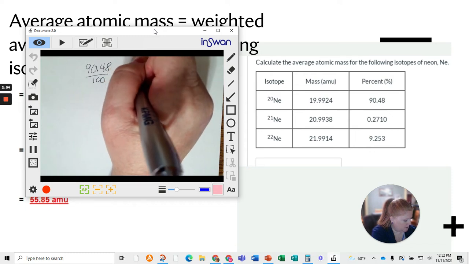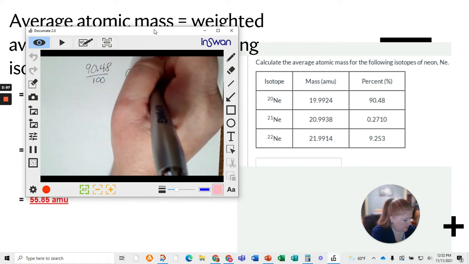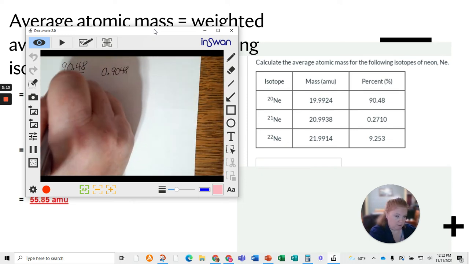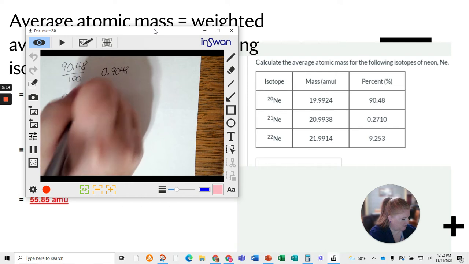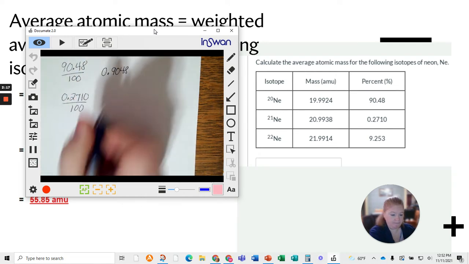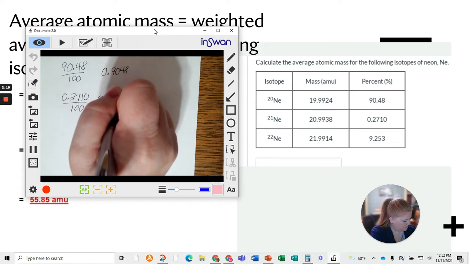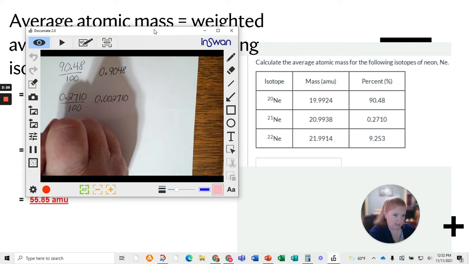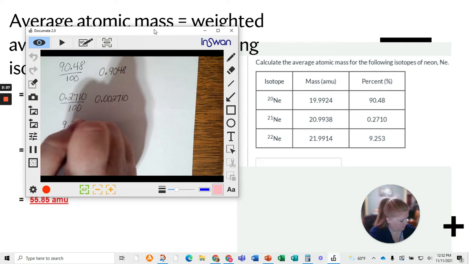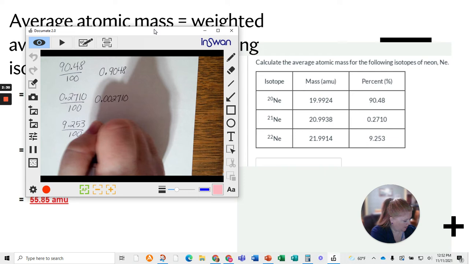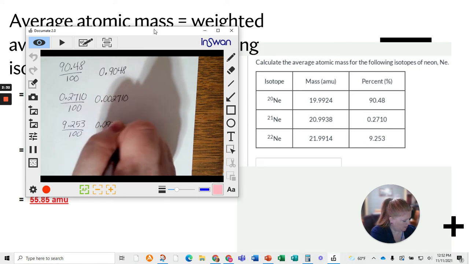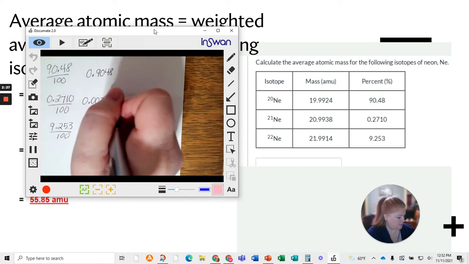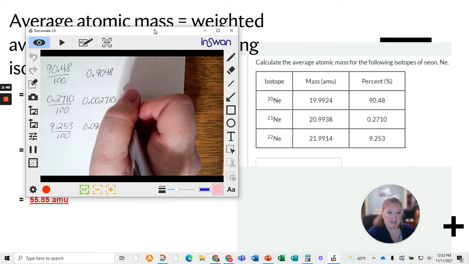So that's going to give me 0.9048. Okay, my next percent is very small, 0.2710. Divide that by 100 and I will get 0.002710. And then my last percent, 9.253, divide that by 100, and I get 0.09253. Now I need to multiply these decimals by the correct atomic mass.